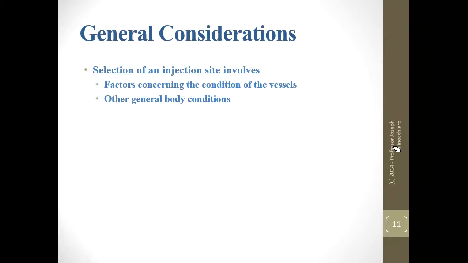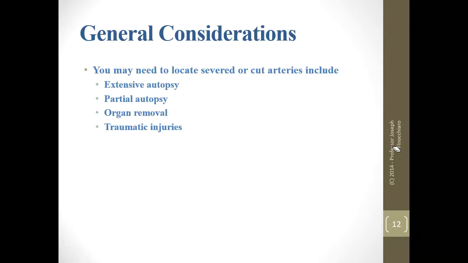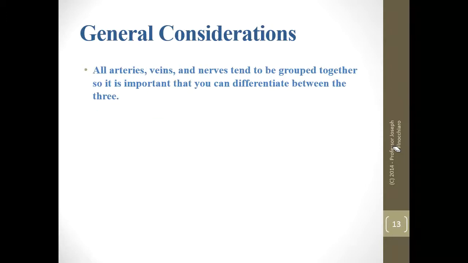Do we see obesity? Do we see emaciation? Do we see this? Do we see that? Do we see a person missing limbs? That would obviously, if you're missing a right leg, you are probably not going to want to be injecting via the right femoral artery. You might have to look for severed or cut arteries as a result of an autopsy. And there are some common sense reasons why you might have to do that.